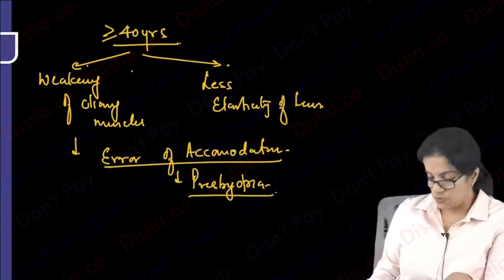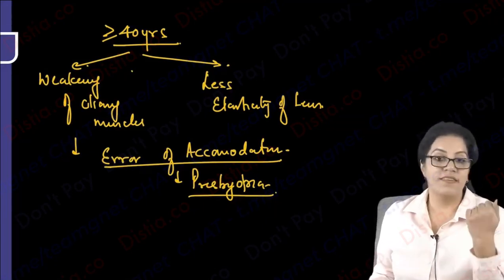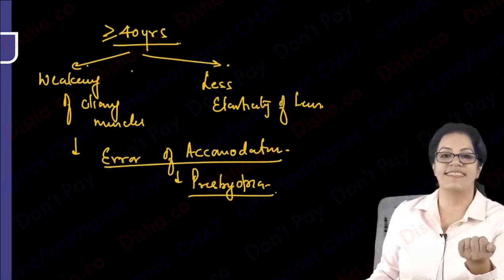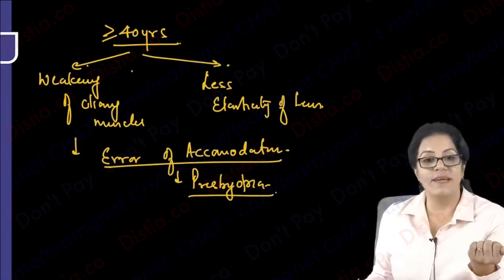Okay, so what to do? How to solve this problem? You want more power for the near. Which lens gives you more power? Convex lens. So use a convex lens on the near glasses and you will see clearly by increasing the power of your eye.